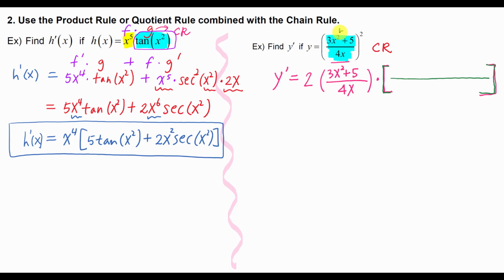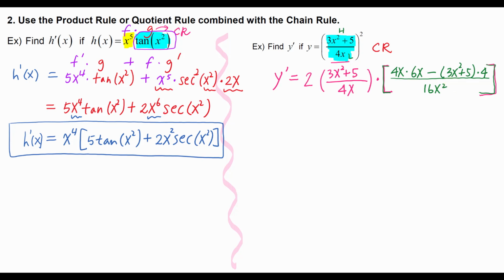So here's a high and here's a low. Let's go ahead and do low, 4x, times d high. The derivative of high is 6x, minus high, which is 3x squared plus 5, times d low, which is 4, over square below. When I square the 4x, I get 16x squared. So now that's your y prime, and I just have to clean this up.